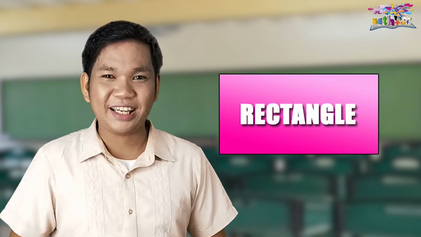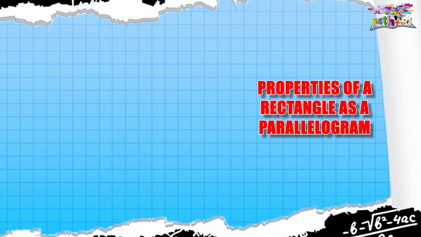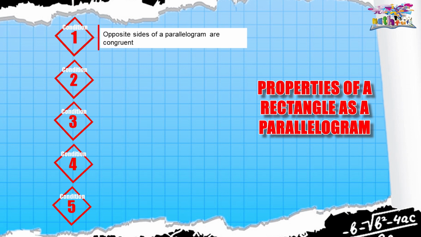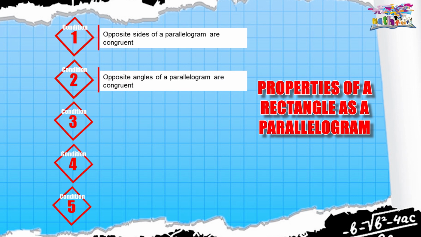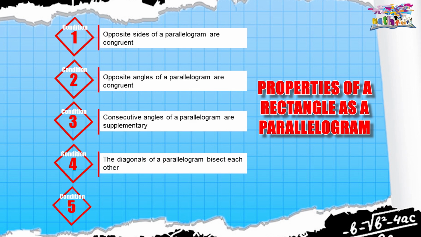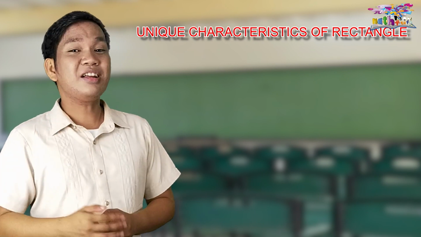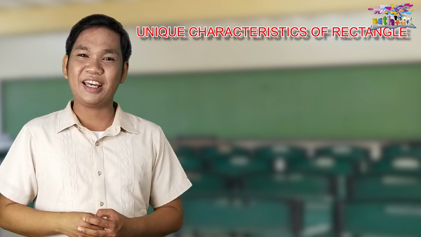Let us start with rectangle. The following are the properties of a rectangle. First, opposite sides of a parallelogram are congruent. Second, opposite angles are also congruent. Third, consecutive angles are supplementary. Fourth, the diagonals bisect each other. Fifth, either diagonal forms two congruent triangles. And here are the characteristics that are unique to rectangle.